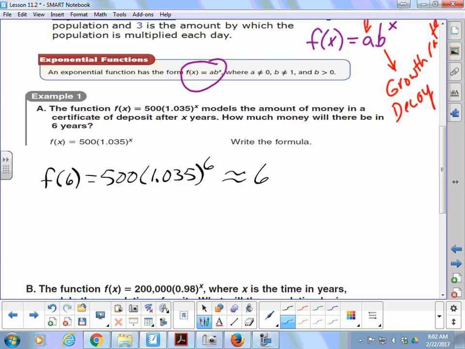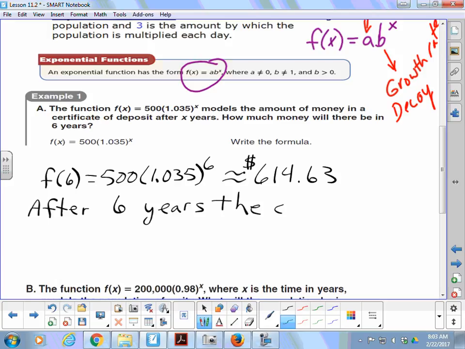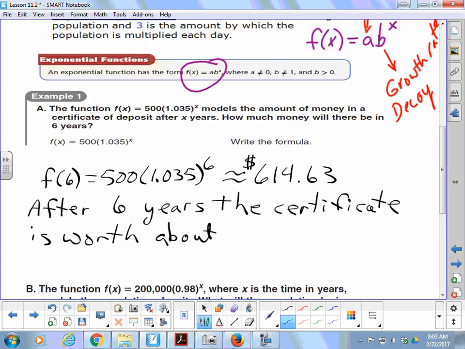Okay, so we get $614.63. So after 6 years, the certificate is worth about $614.63.